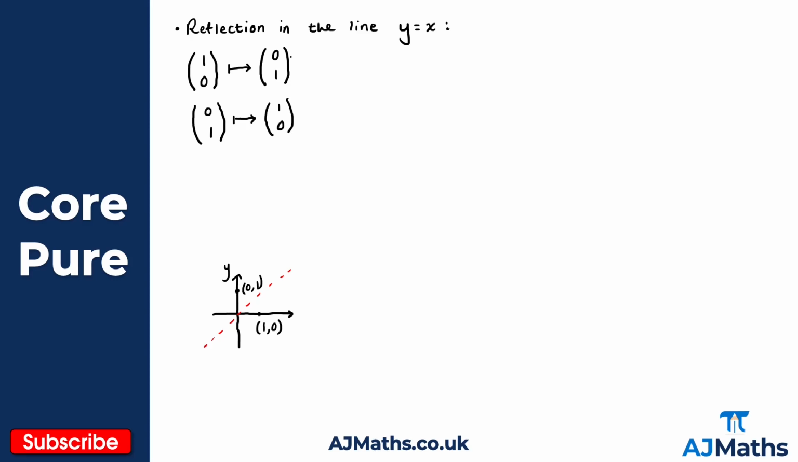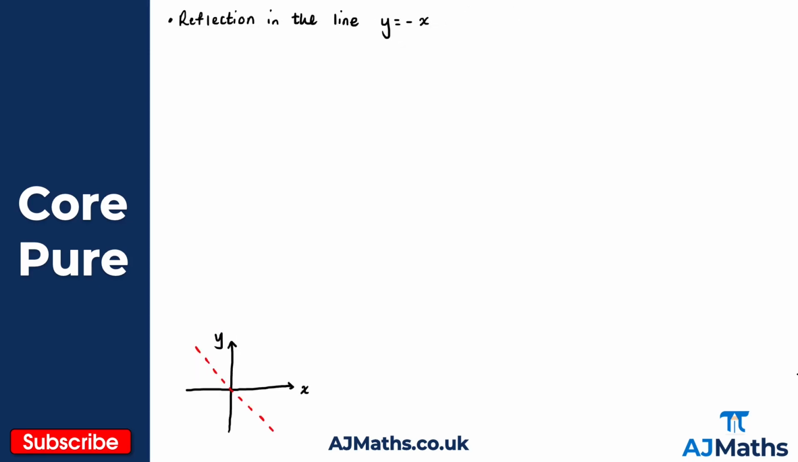Okay. And again, using these mappings here to identify our 2 by 2 matrix that represents a reflection in the line y equals x, I get (0, 1) and (1, 0) there. Okay, so that covers a reflection in the line y equals x. And finally, let's take a look now at a reflection in the line y equals minus x.